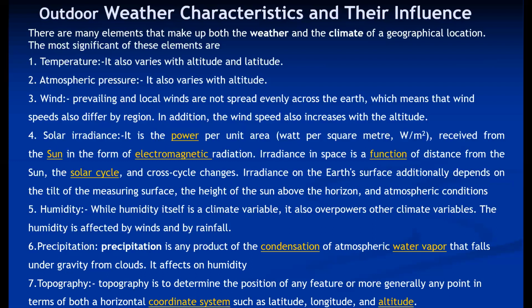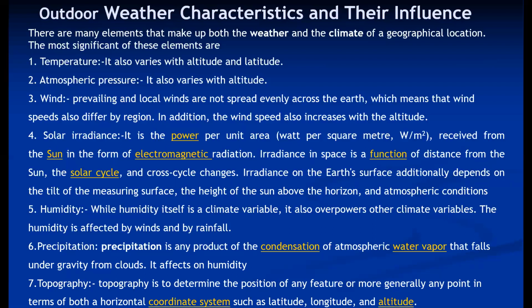Topography is used to determine the position of any feature or location, more generally any point, in terms of both horizontal coordinate systems such as latitude, longitude, and altitude. So mainly that part is there. Any area is mainly defined with the help of these topography positions like latitude, longitude, and altitude. This has a considerable effect on weather data or weather characteristics.